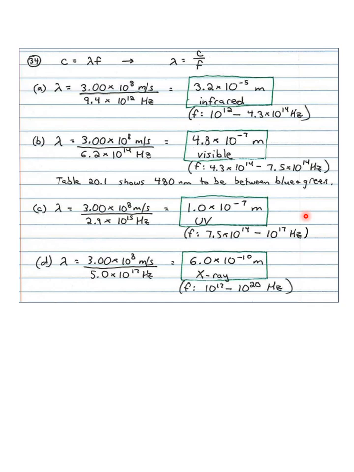The next one has a frequency of 2.9 times 10 to the 15th hertz. So progressively, these frequencies are getting higher and higher. And we get a wavelength of 1 times 10 to the negative 7 meters. And we look in the chart and we can see that that's going to fall in the ultraviolet. And finally, we have a frequency of 5 times 10 to the 17th hertz. Plug it into the equation and you get a wavelength of 6 times 10 to the negative 10 meters. And you look on the table in the back of the chapter and it says that X-ray is between 10 to the 17th and 10 to the 20 hertz, so this would be X-ray.